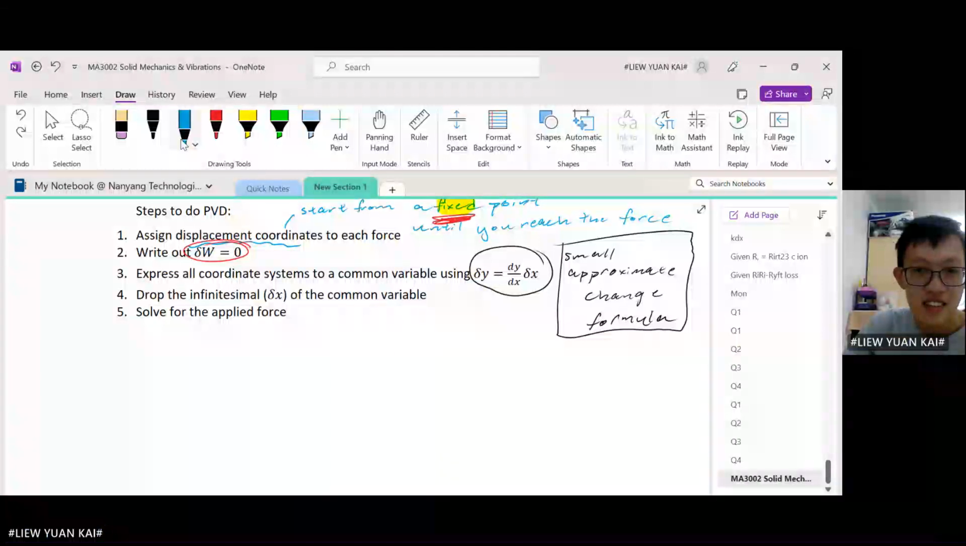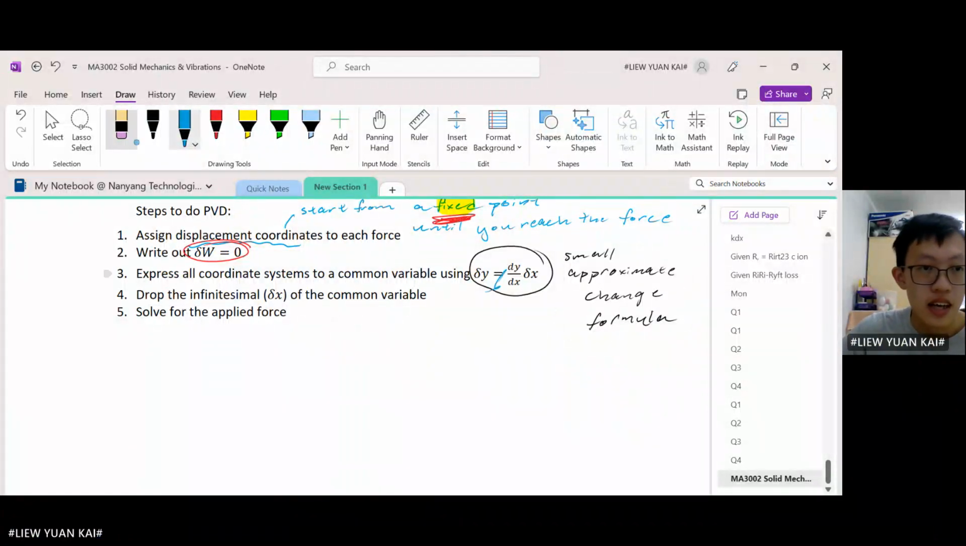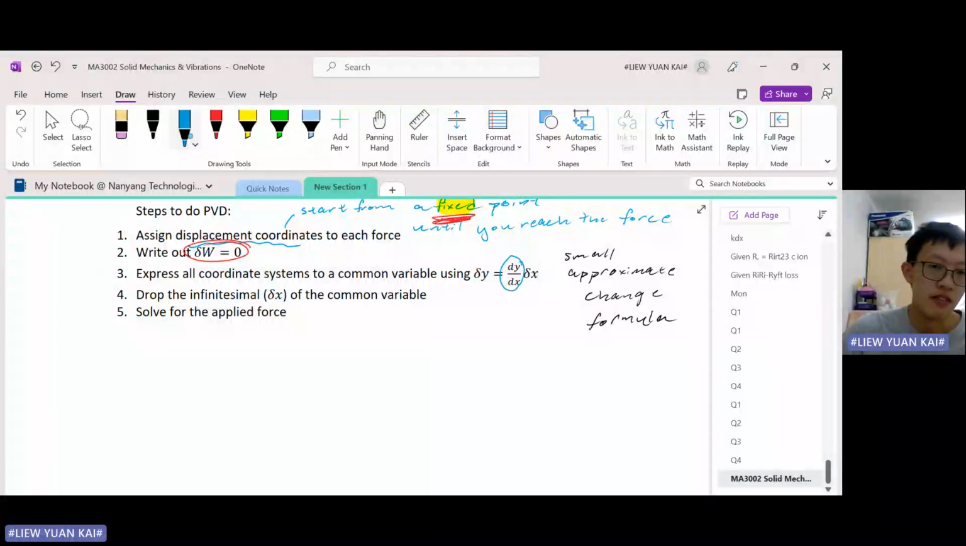Okay, a little disclaimer. You have to find the formula. See, since you are taking a derivative of y with respect to x, so dy dx, you need to find the relationship between y and x.